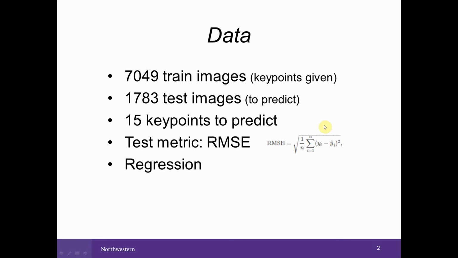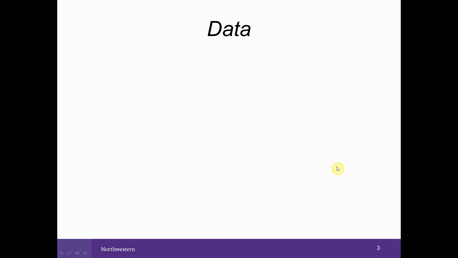Additionally, of note, this is a regression problem, not a classification. Since we're predicting a location, you have to throw out an XY coordinate, so it's really a regression problem, not a typical classification, which you find many image competitions being.